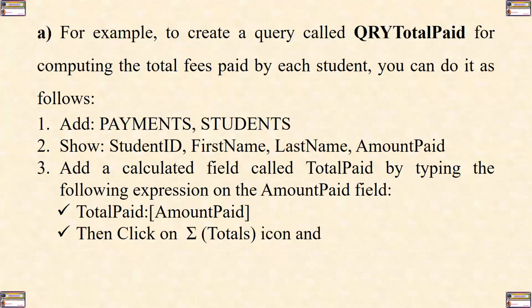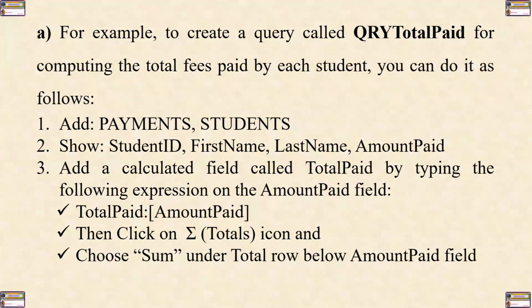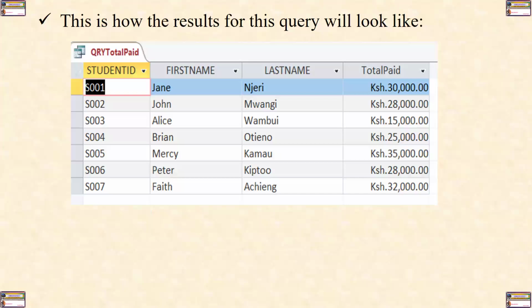You click on the summation tools icon, and then you choose Sum in the total row below the amount paid field. This is how the results for this query will look for our database. You can see you have the student ID, the first name, last name, and the total field. It simply means that for each student, all the amounts that he or she has paid will be combined together, and it will be displayed under a new field called total paid.